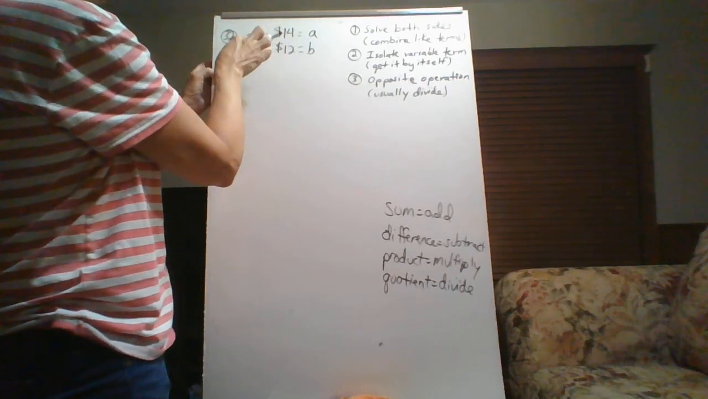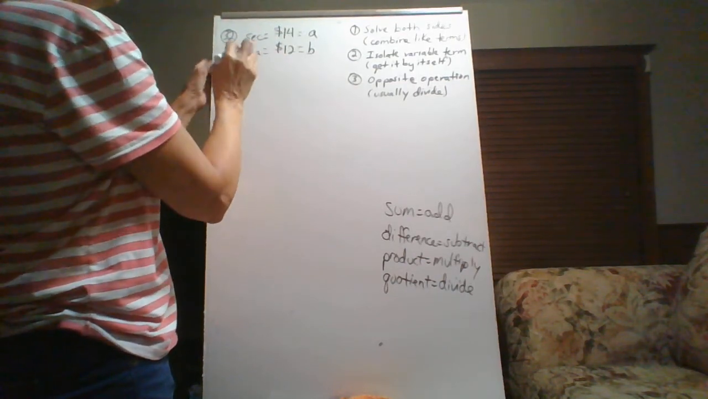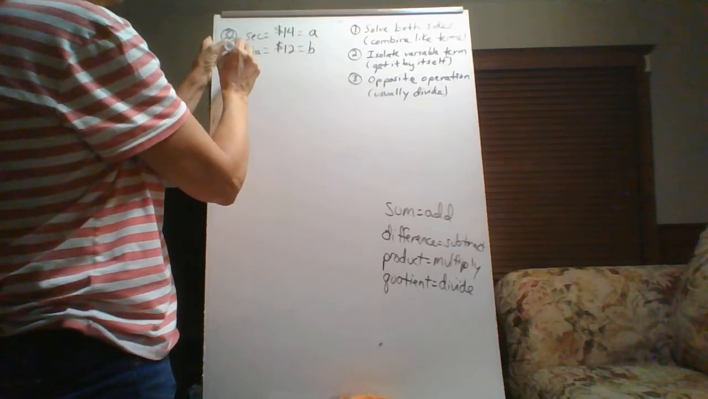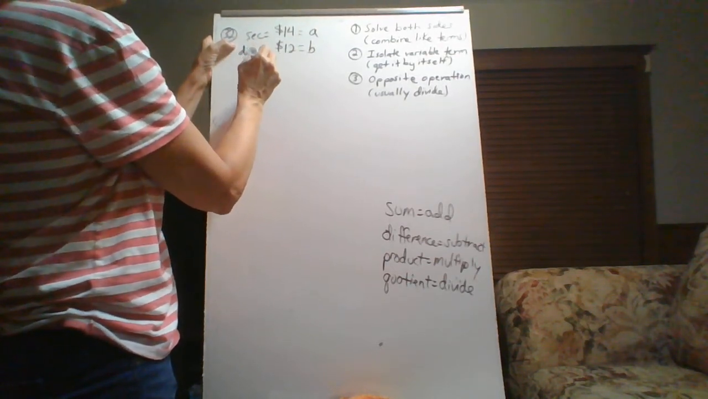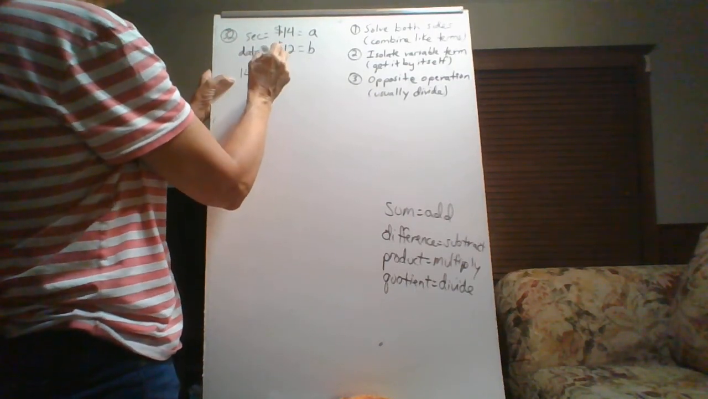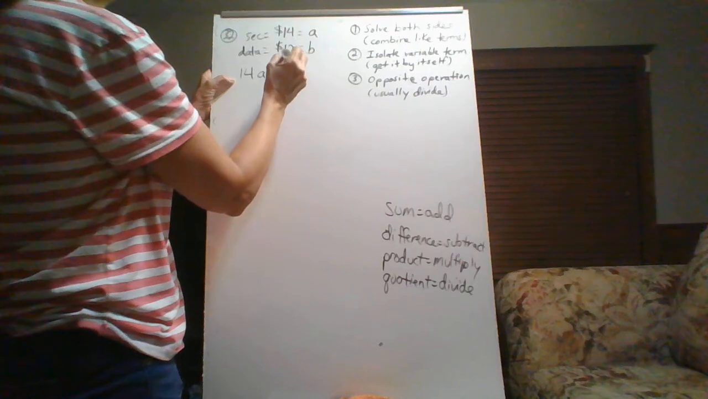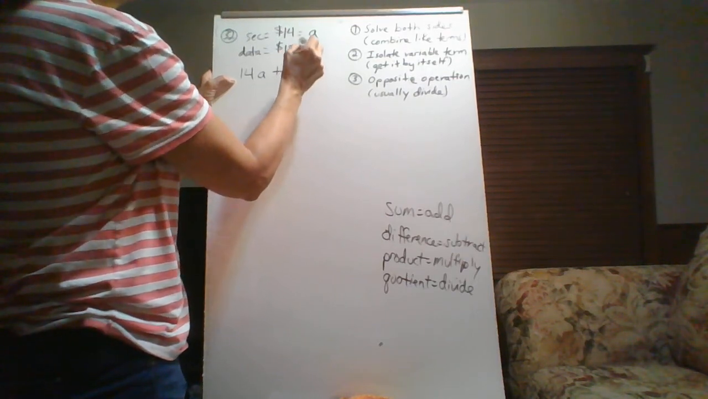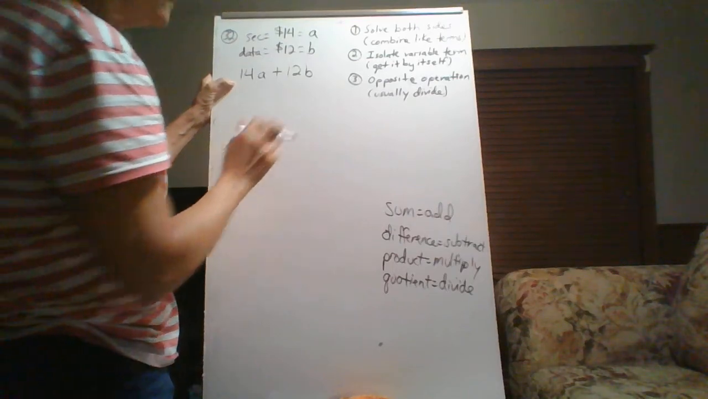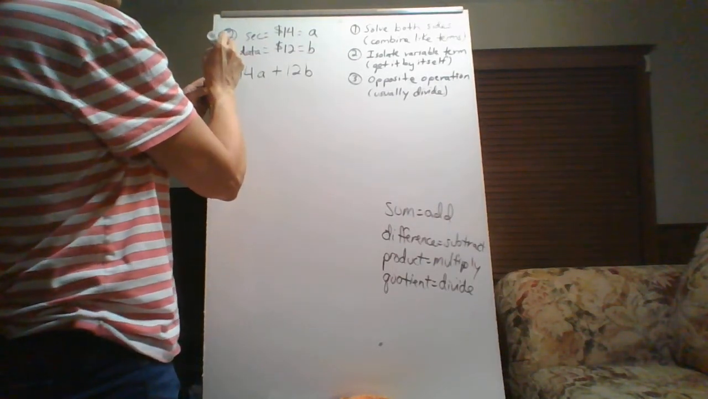Well, secretaries, however many I have, let's say I've got 10, it doesn't matter. However many I've got, I'm going to multiply $14 times however many of them there are, and that's going to tell me how much we're going to pay the secretaries every hour. Data specialists is 12 times however many there are, B. So 14A plus 12B, which is answer B.